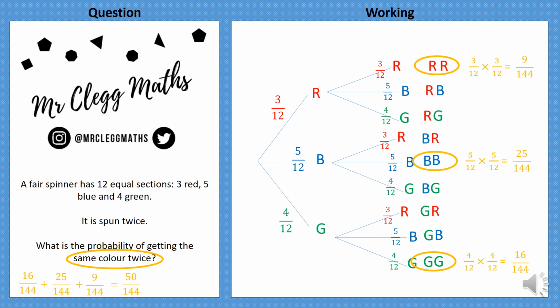I need to simplify that because I'm a GCSE student and I want to get all the marks. So I can see there's a common factor of 2, and if I divide top and bottom by 2, I get 25 over 72. I don't think there are any more common factors, so I'm done.